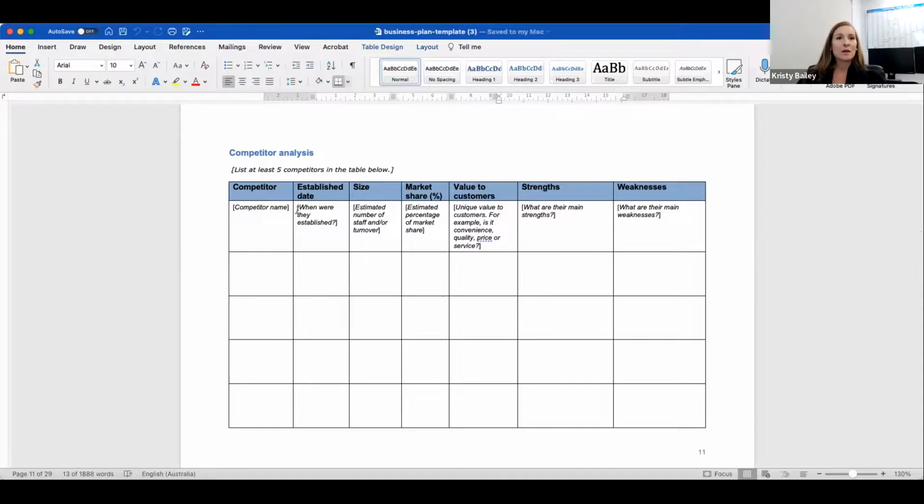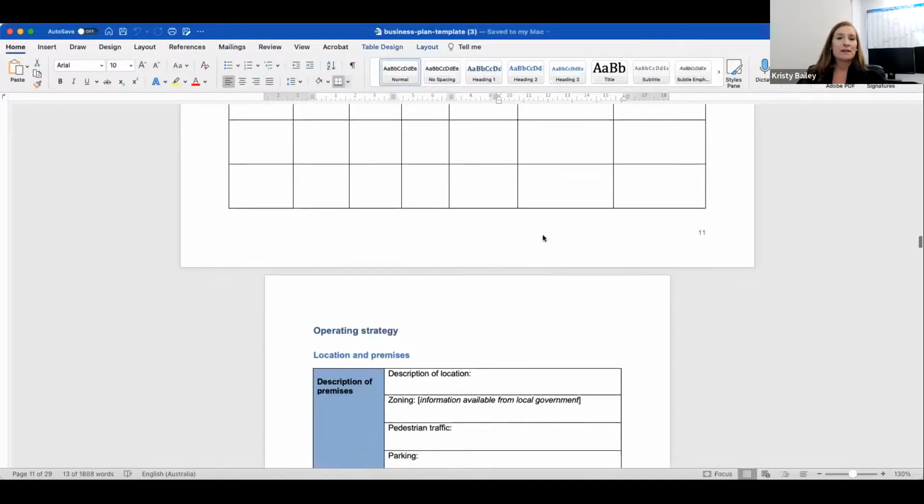So here you're looking at the competitor. Market share, you can't always find out. So you might even remove that column. I don't think that's overly relevant, but it's good to know how big a company is in terms of your assumption. If you can't estimate a percentage, you might just say, look, they're the biggest player in the game or something like that, or whatever your perception is, what their value to customers is. So what are they actually communicating to people as their unique selling proposition? What are their strengths and their weaknesses?